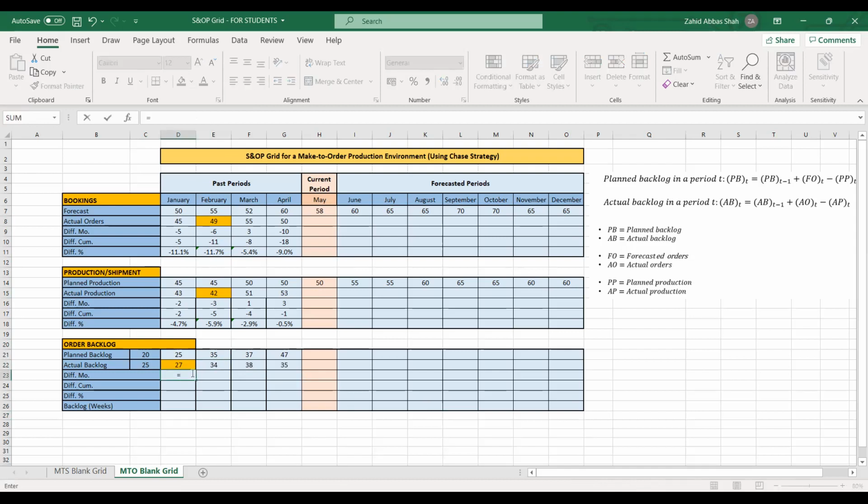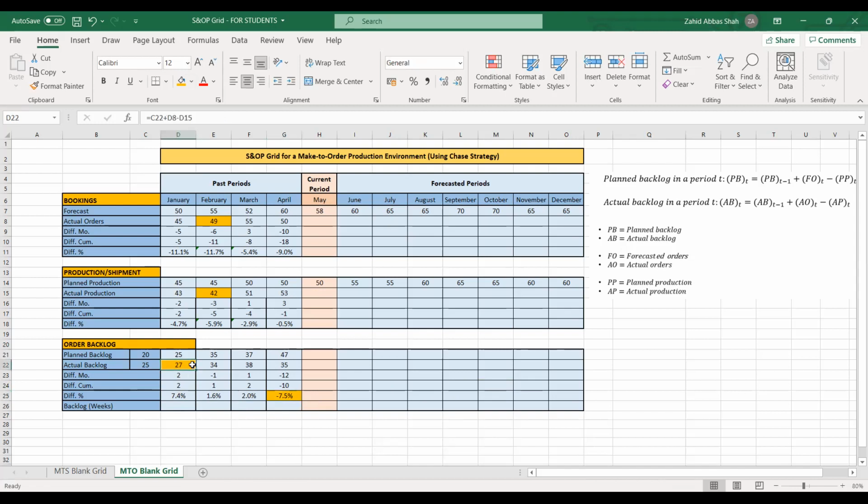And similarly, you can calculate the difference of the actual and plan, just like we did for bookings and production. And you can have the cumulative difference. So that is the cumulative difference, and you can calculate the difference as a percentage. So cumulative difference divided by the sum of the actual backlogs till that period. So that will give you the difference as a percentage. So you could see that as a whole, the actual backlog has been less than the planned backlog. So that is something good. You are producing faster, you are meeting the orders faster than you plan to meet.